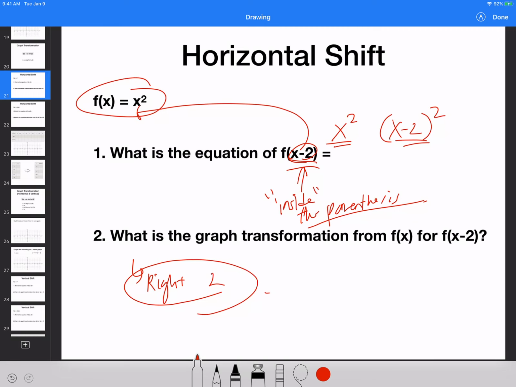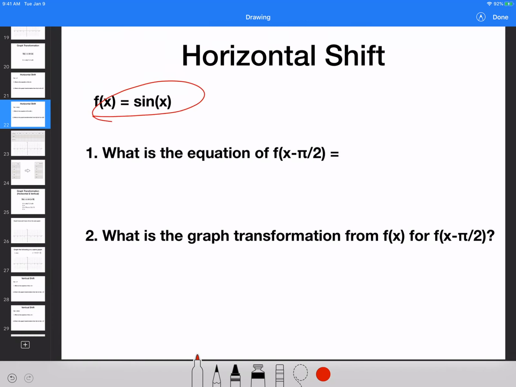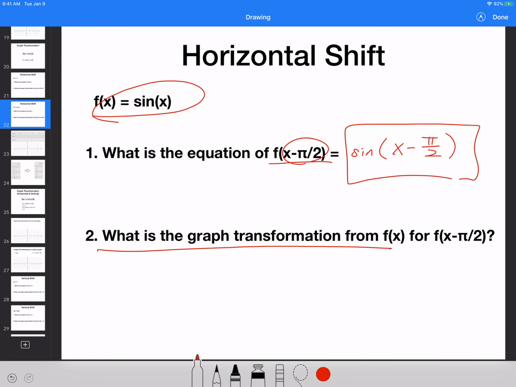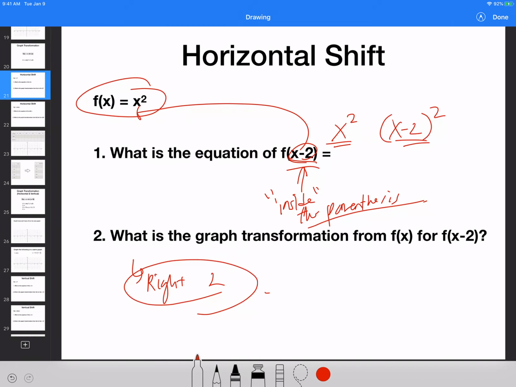So let's go to actual trigonometric graphs here. Okay, there we go. So sine of x. Now, if I do f of x minus pi over 2, you would see that the graph would be sine of x minus pi over 2. That's your equation. So now what is the graph transformation? Well, notice that this is a minus sign.